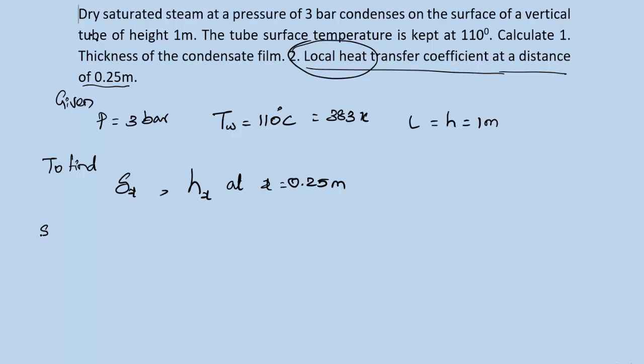So, write the solution. First, the pressure is given as 3 bar. P equals 3 bar. So you have to take the properties of steam at 3 bar.